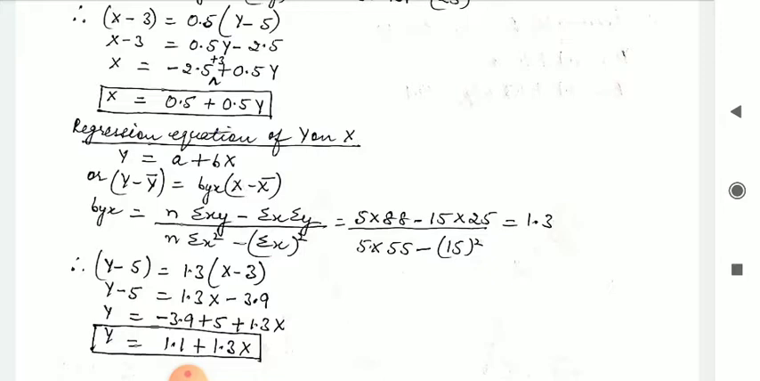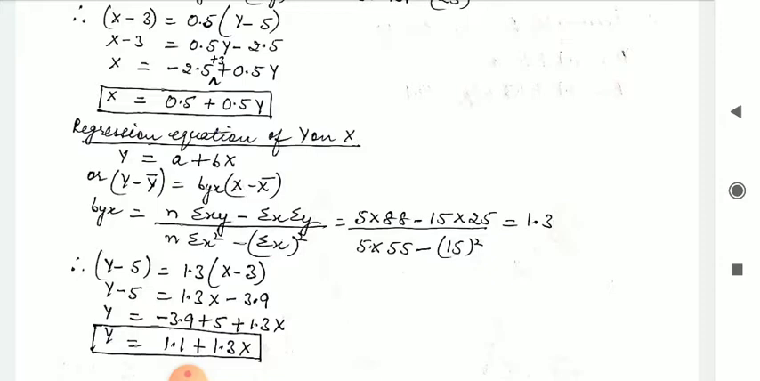So for solving this we need x bar, y bar and Byx. We have already calculated x bar and y bar. So now we need Byx. Using the formula, Byx is equal to n sigma xy minus sigma x sigma y over n sigma x square minus sigma x the whole square.